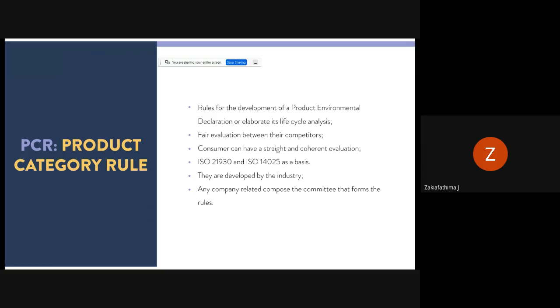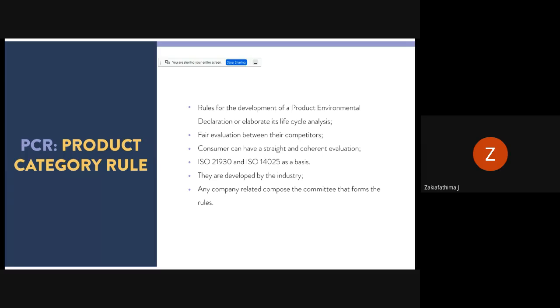So product category rules, like we spoke about, elaborate on the life cycle analysis. They are also the rules that are required for making a product sustainable. So only through your PCR do you have a proper evaluation between competitors. Two different brands probably making the same product, how do you actually put a price to it? How do you rate it?